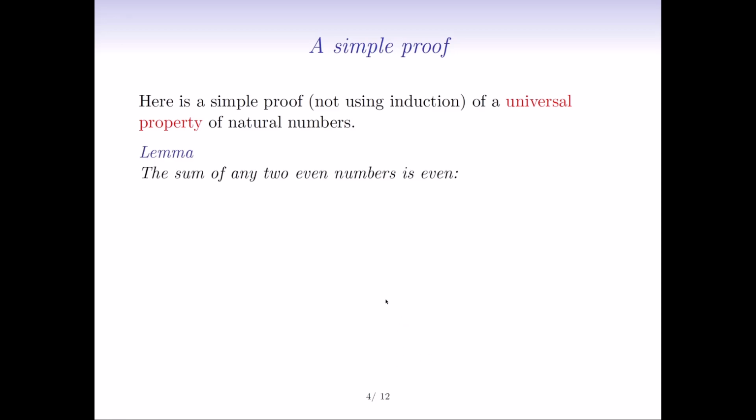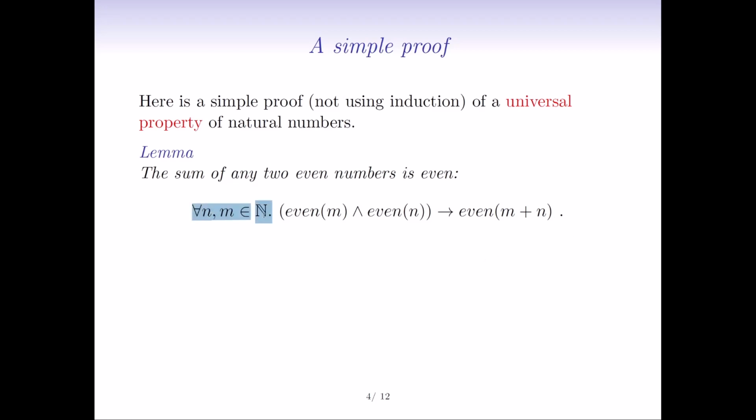So by a universal property of something, I mean something that's of the type, for all things of this type, this proposition holds. So here's a very simple lemma. I mean, it's kind of trivial, really. The sum of any two even numbers is even. So I can write that in first order logic using a predicate for being even and a function symbol for sum. So I say for all n and m in the natural numbers, even m and even n implies even of m plus n. So that's a kind of formal way of writing that down.